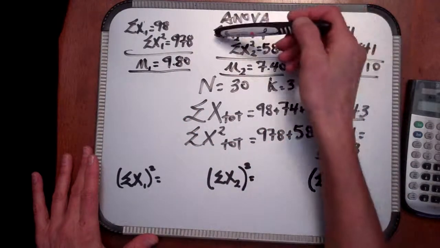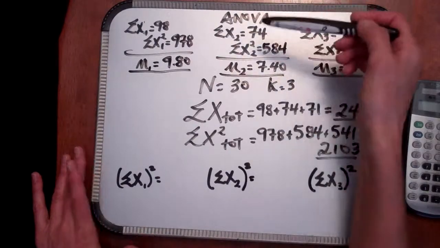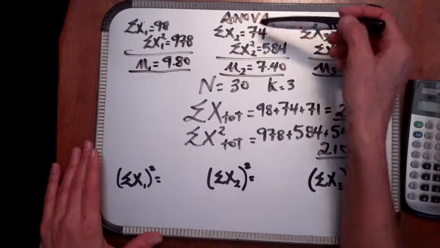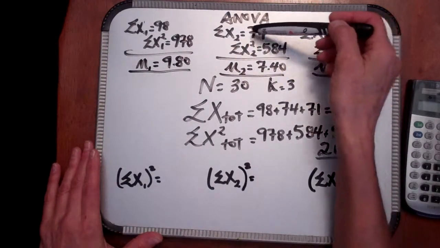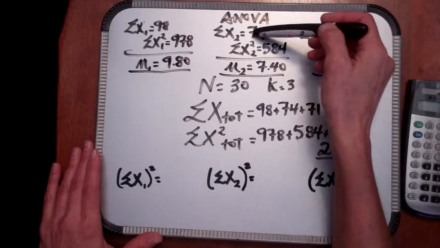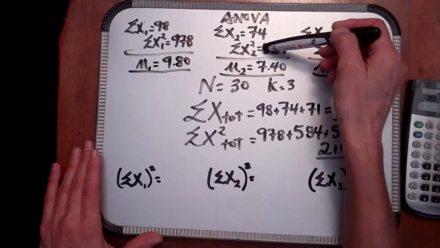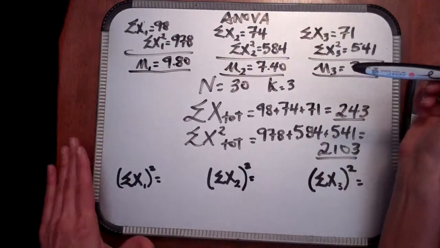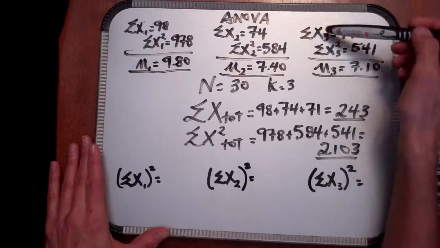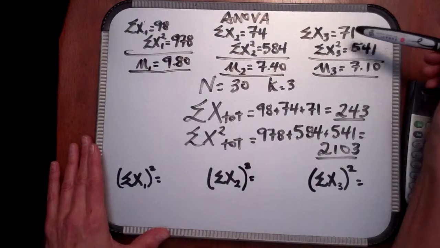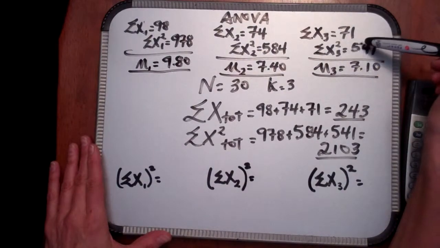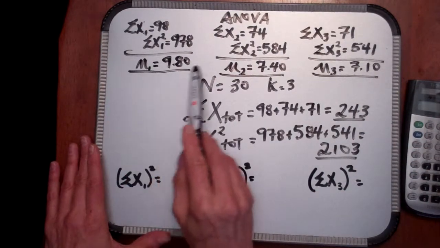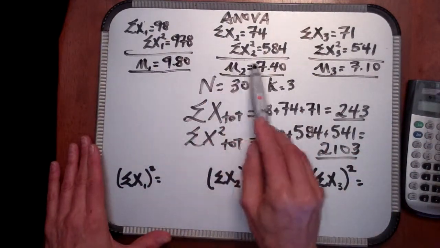For group 2, the sum of the x's, the sum of the 10 individual scores from group 2, is 74. If you square each of those individual values and then add together the squared values, you get sum of the x's squared for group 2 is 584. And then for group 3, the sum of the x's is 71, and the sum of the x's squared is 541.